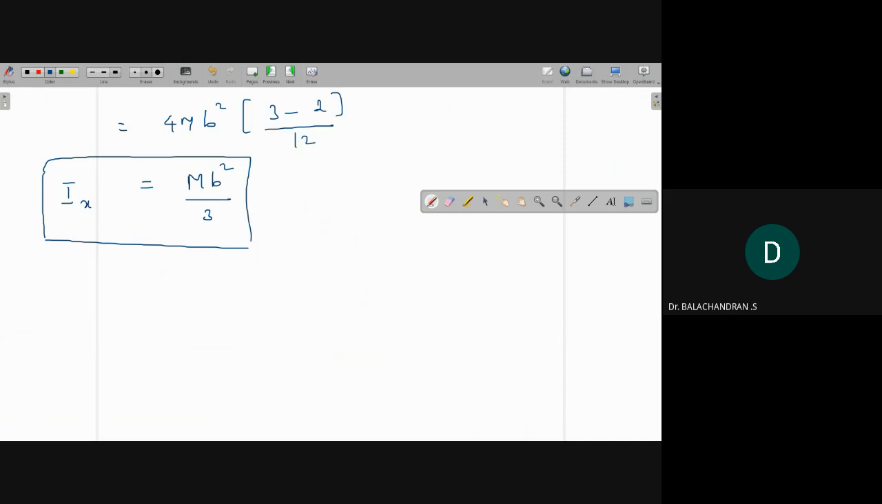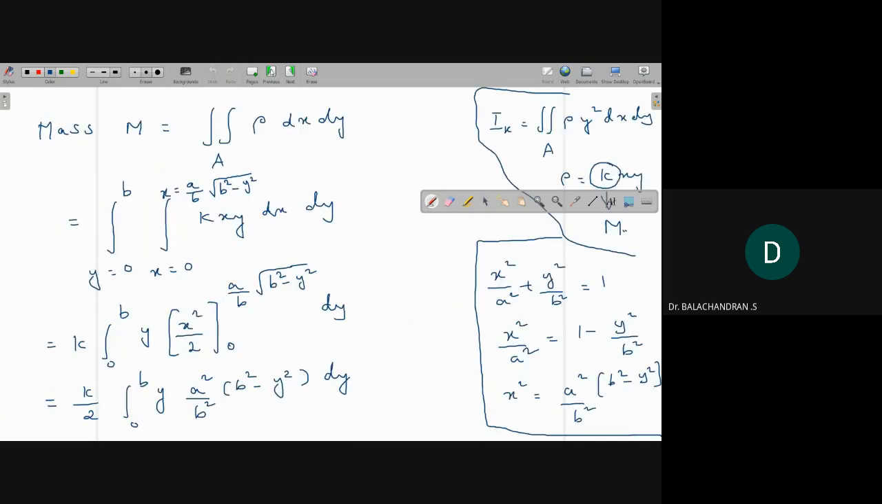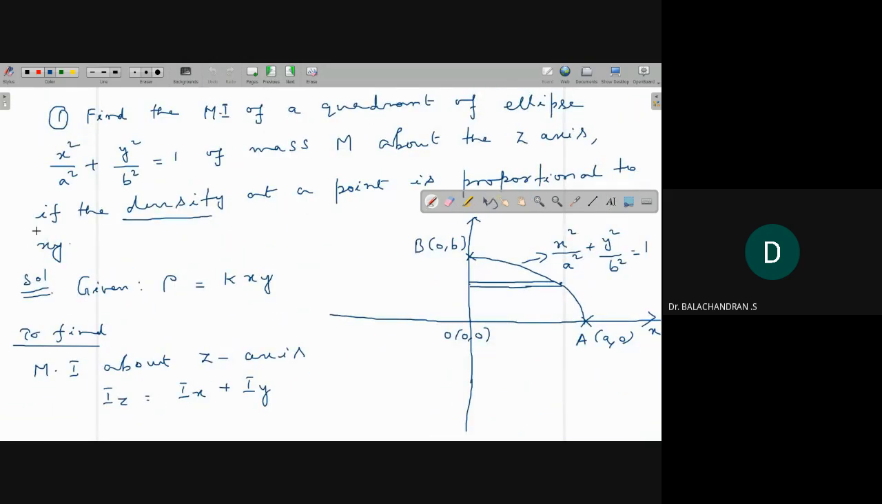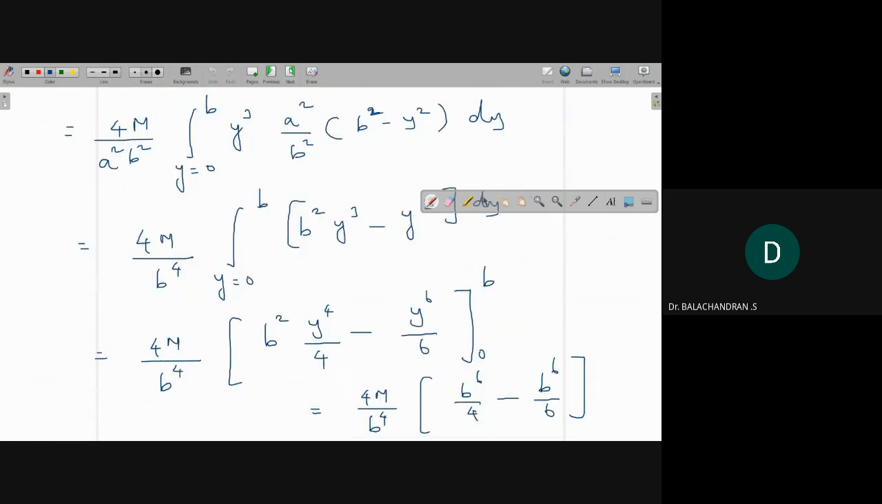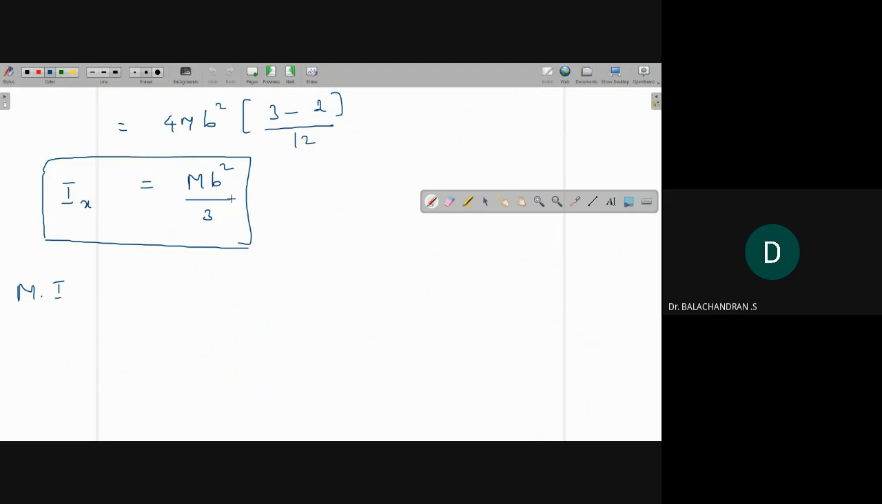Now, similarly, you need to get what? Iy, moment of inertia about y-axis. What are you expecting? M a square by 3, sir. Yeah, m a square by 3, because rho is kxy, so it is symmetric, x power 1 and y power 1. So you'll get m a square by 3. Okay, I will do it.